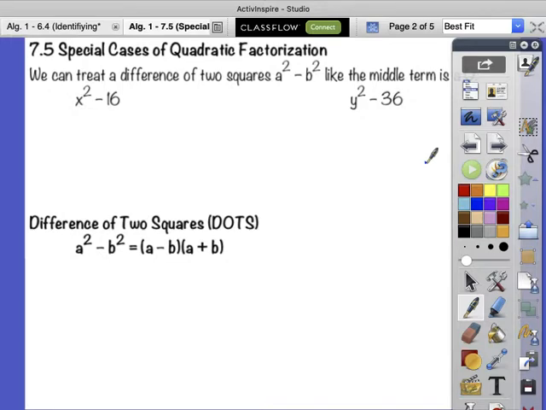Fun Sock Friday. Odd 1 SWBA. What's that stand for, Ray? Students will be able to. Very good. Students will be able to recognize and factor special cases of quadratics, section 7.5.